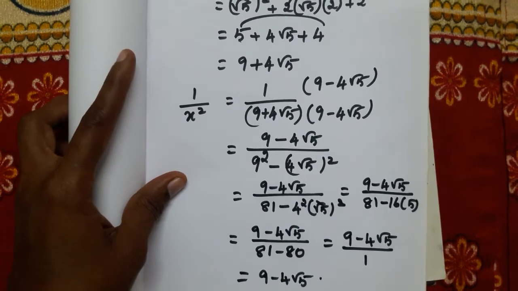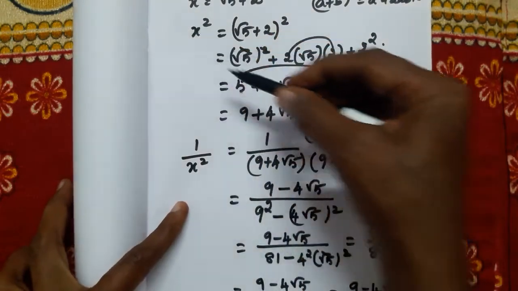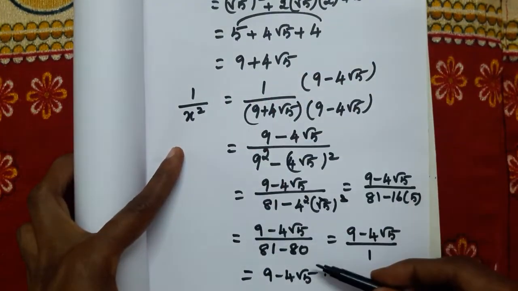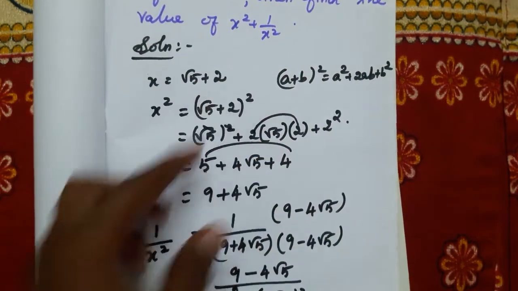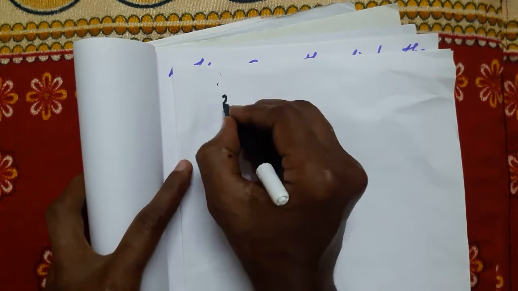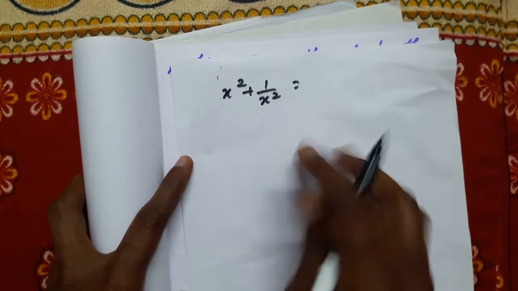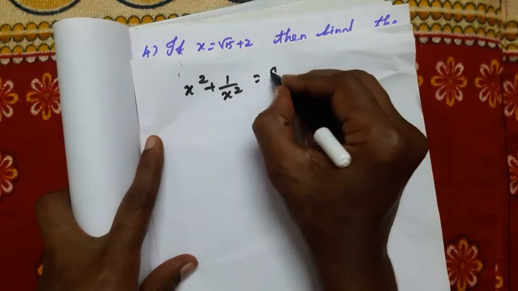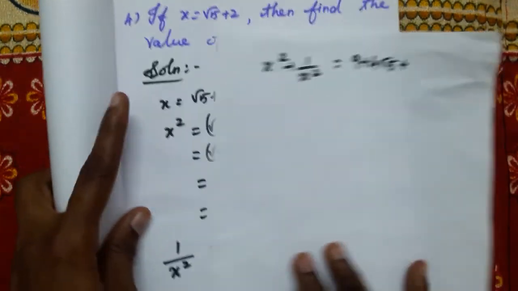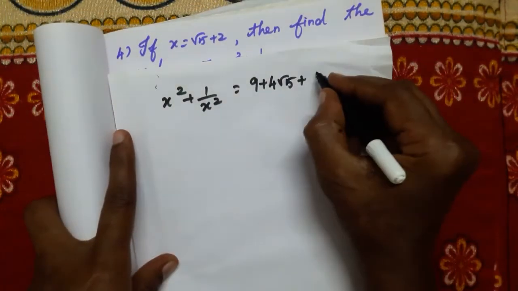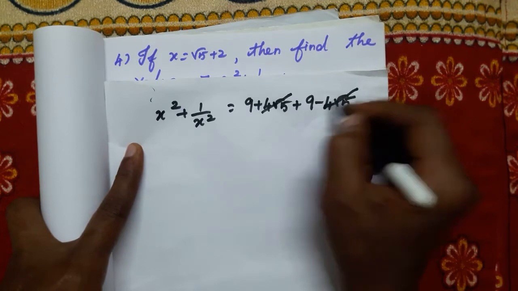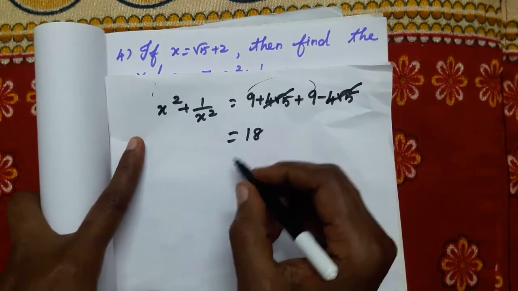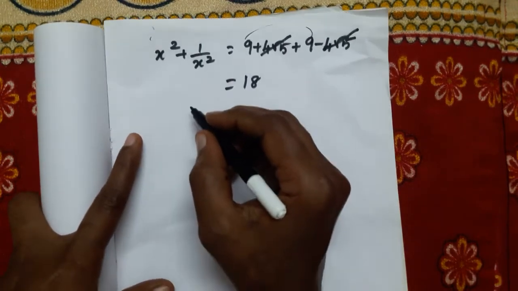Now we got it: x square is equal to 9 plus 4 root 5, and 1 by x square is equal to 9 minus 4 root 5. We have to add these, to find x square plus 1 by x square. x square is 9 plus 4 root 5, and 1 by x square is 9 minus 4 root 5. So we can cancel plus 4 root 5 and minus 4 root 5. 9 plus 9 is 18. What is the answer? x square plus 1 by x square is equal to 18.